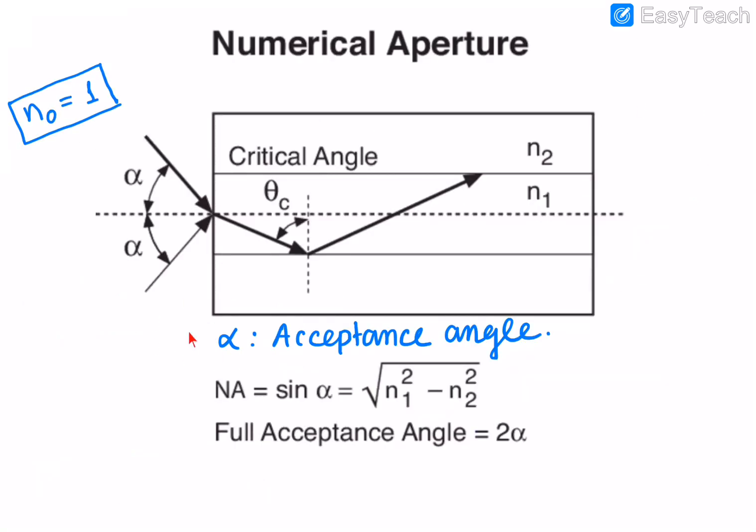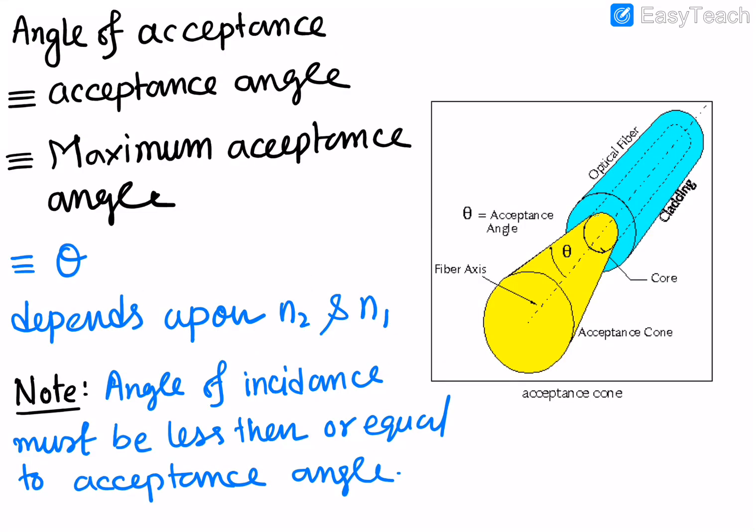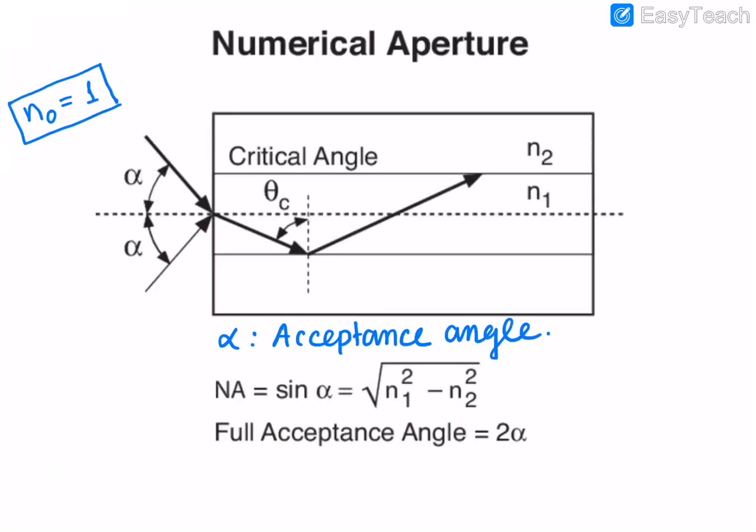Next, numerical aperture. If you have the acceptance angle alpha, in that case your numerical aperture is sin alpha, which is the square root of n1 square minus n2 square. n1 is for the core, and n2 is for the cladding, the corresponding refractive indices. And the full acceptance angle is known as 2 alpha, and this cone made based on your acceptance angle is known as the acceptance cone.